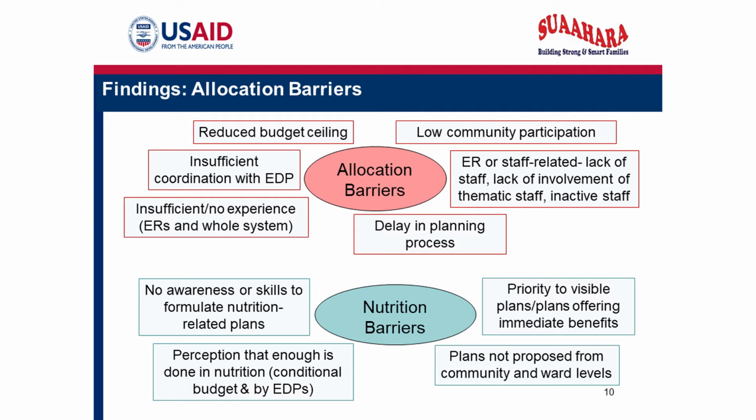Barriers specific to nutrition include priority to visible plans, like buildings and everything, and plans not proposed from the community levels. So health workers or even community people, they're not asking for nutrition-related plans. And perception by the elected leaders that enough is being done in nutrition by EDPs and by our national program, so we don't need to allocate anything more. So sort of that kind of perception. And also, even those who want to allocate budget to nutrition, they didn't really know how and where, because already there are existing programs, so what else can be done, they were not sure.